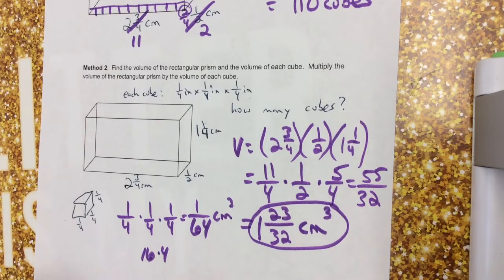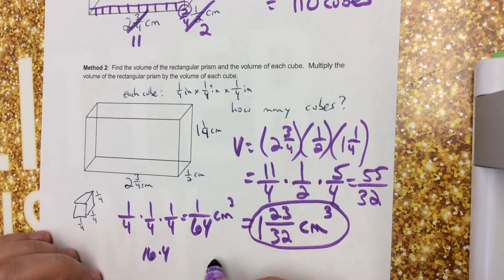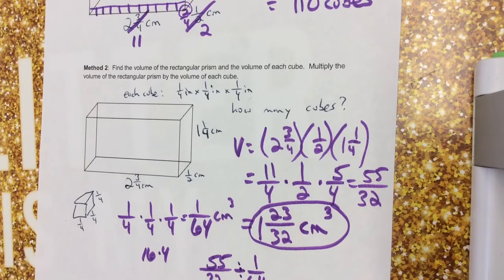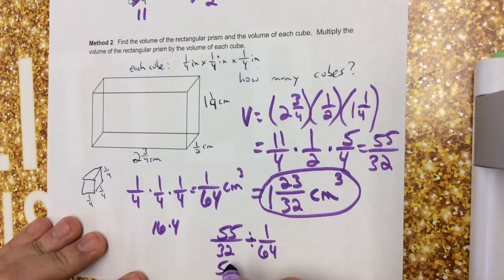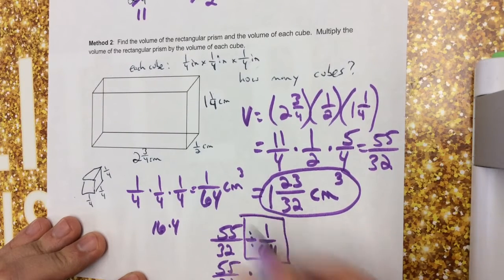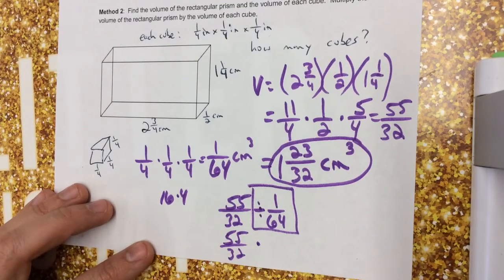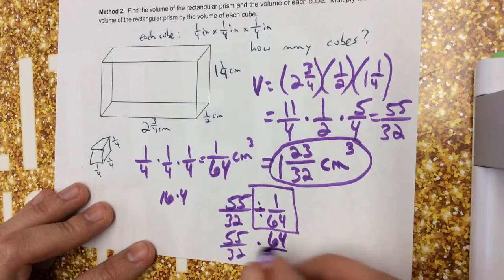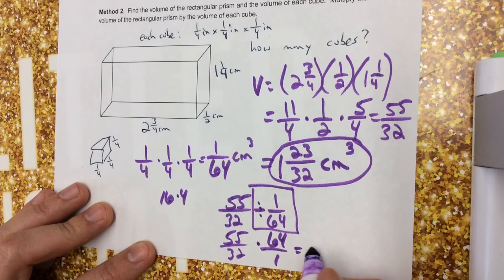So how do we do this? Well, we are going to take the volume of the original, 55 over 32. We're going to divide it by 1 over 64. Okay, so then what do I do from here? Well, how many cubes are we going to get? What we have to do is keep, change, flip. This becomes 55 over 32, now multiplied because we changed these two things, and then we flip the fraction to be 64 over 1. Anything times 1 is itself.